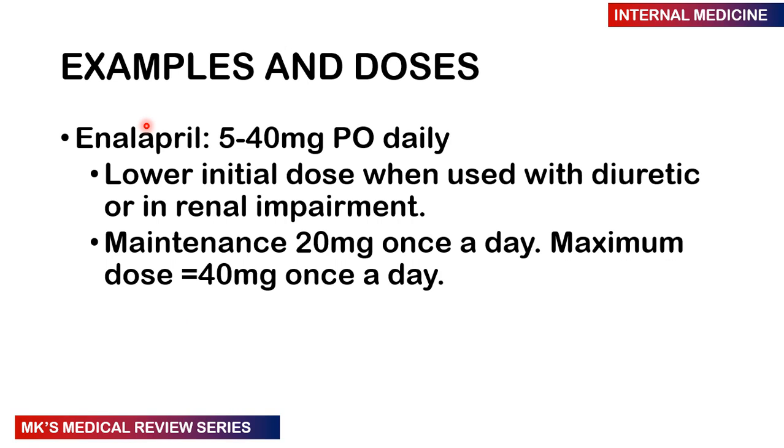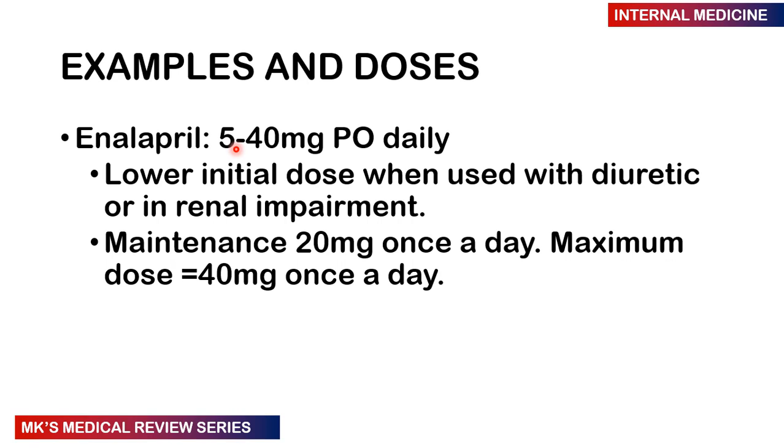Enalapril is a drug that you're going to commonly see and commonly prescribe. The dose is between 5 to 40 milligrams orally daily. You can start at a much lower dose, especially if they have renal impairment. You may start at 5 milligrams, and if you're combining it with a diuretic, you may start at 5 milligrams and then keep increasing it. Remember, the maintenance dose is 20 milligrams once a day. You shouldn't exceed 40 milligrams a day. That's the ceiling dose, the maximum dose.